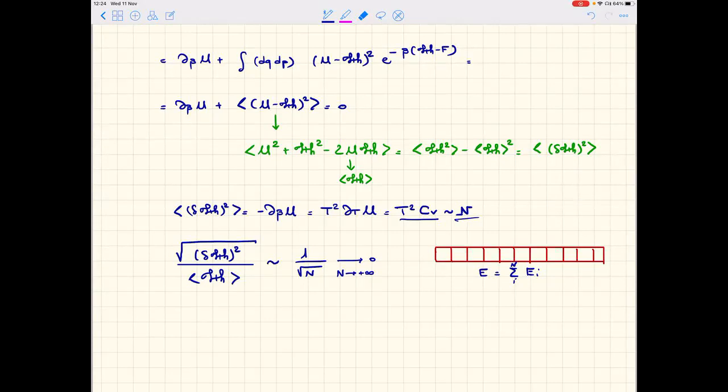Oh, which width? Well, if you compare the width of your Gaussian, the sigma of your Gaussian, the standard deviation, which is the square root of T squared CV, you compare it to the average, you get that the ratio scales like 1 over square root of N, as in this case. Okay? Okay.